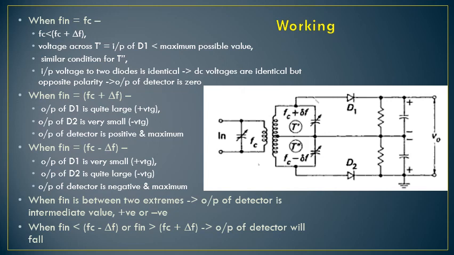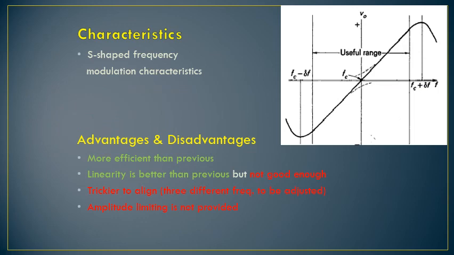But for that we have to pay more to add one more circuit here, amplitude limiter, before this balanced slope detector. So we'll stop here today, and next class we will see the next FM demodulator circuit.